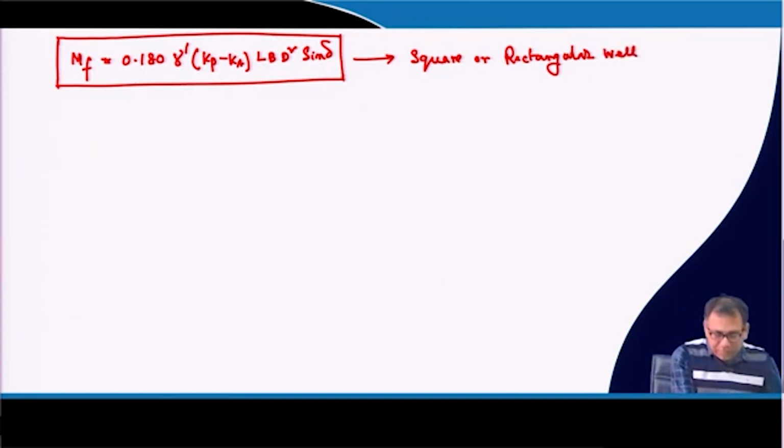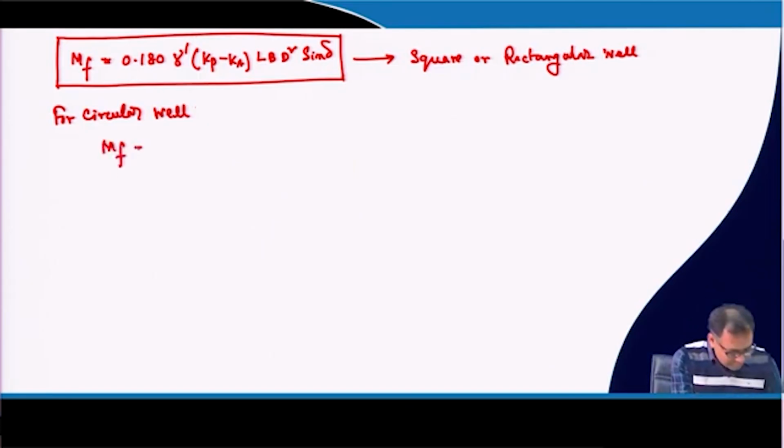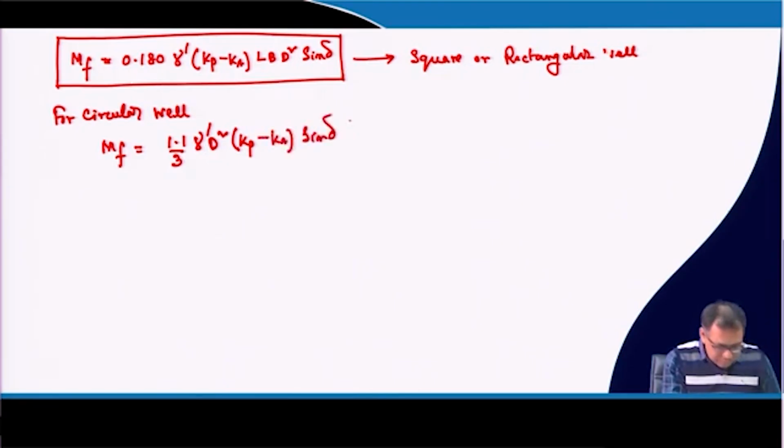Okay. Now, for the circular well, MF is equal to 1.13 gamma dash d square (Kp minus Ka) sin delta into L. Now, here instead of B by 2, you have B by pi. That is the only difference. So, this is B by pi.